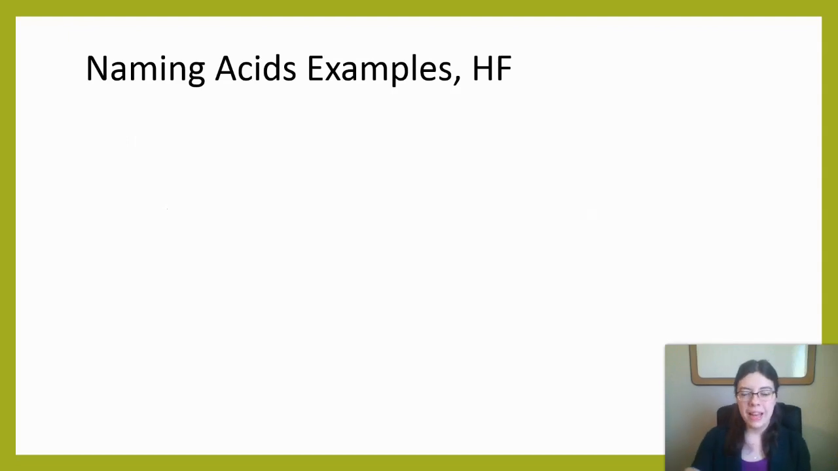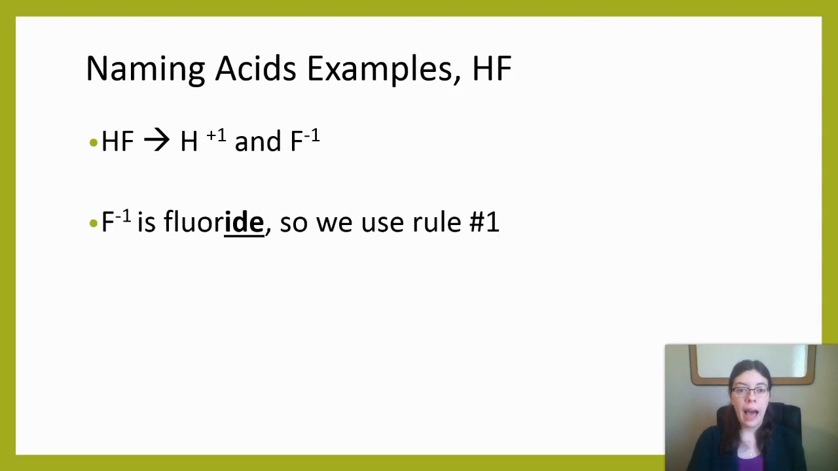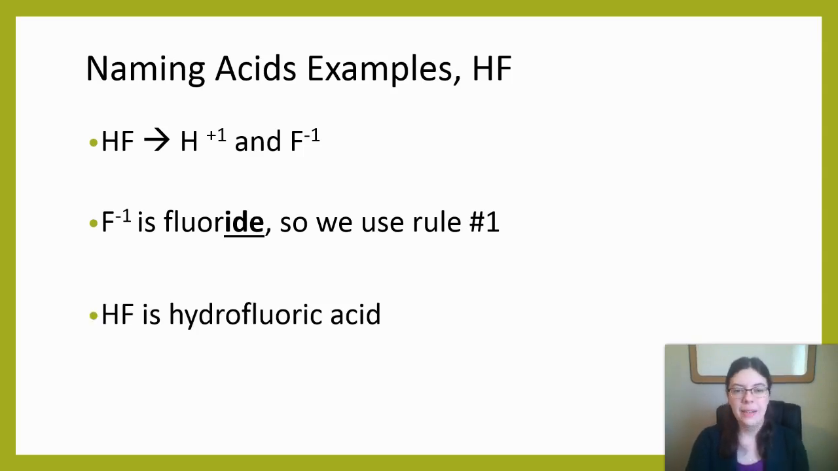The next one, HF. So we're going to go ahead and split this one up into its ions. So we have hydrogen and the fluorine atom, which becomes fluoride for the ion. So ide, my ride has hydraulics. That is rule number 1. So we're going to take the fluor and insert it into the hydro-ic acid. So HF is hydrofluoric acid.